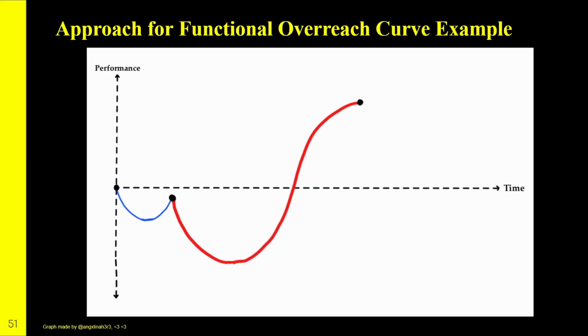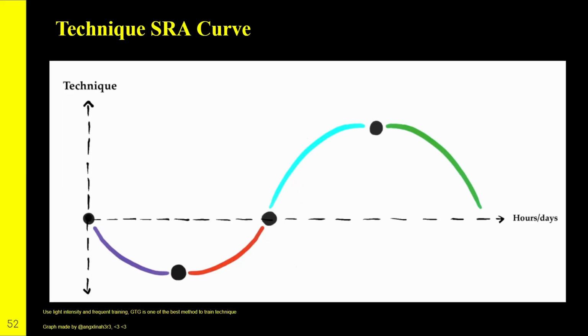Here's a graph on the approach for functional overreach. We will have a light session in blue followed by a huge training session with close to MRV volume. This method is usually used in the peaking phase or right before a deload week. So when we split up performance, we can actually have 4 different types of SRA curve.